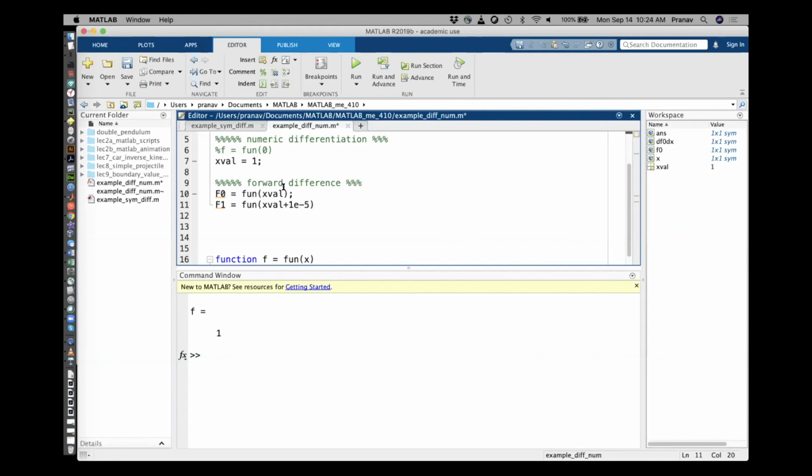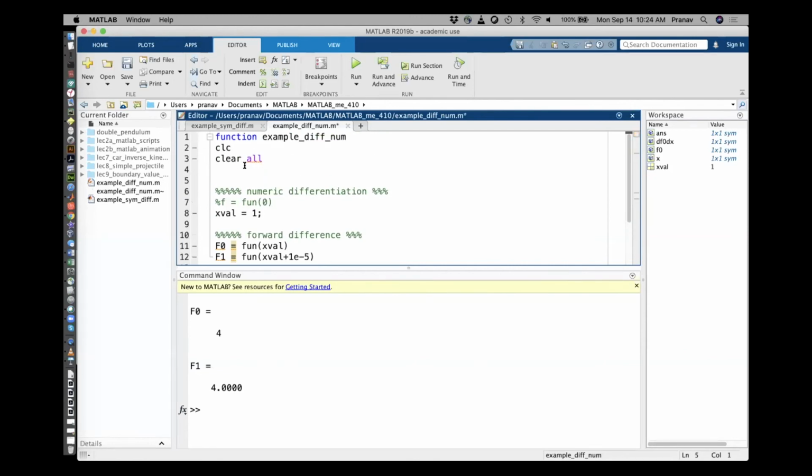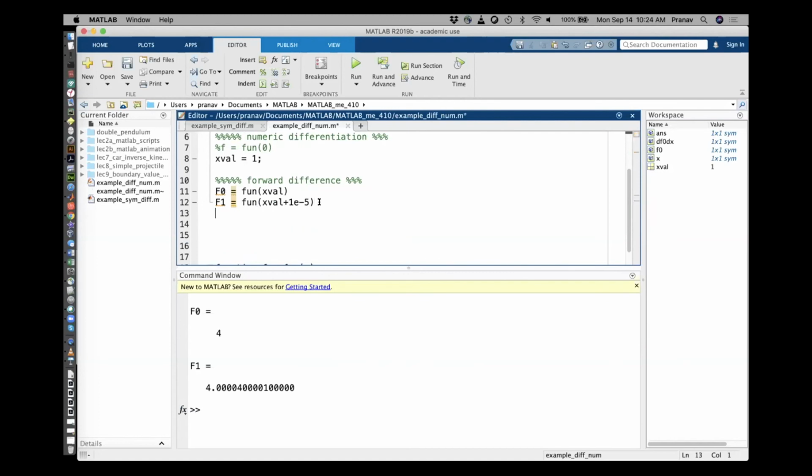Okay, so always go ahead and check if it's doing what you intend to do. I just ran this, it gave me f, and you see it's 4.000. Actually, there are more decimal places which you don't see. If you want to see all the decimal places, then you need to type format long. Now it will print about 12 decimal places. So you see it's actually 4.0000 and so on. Okay, now we are ready to use the forward difference formula. So we have df0/dx equals f1 minus f0 divided by 1e negative 5.